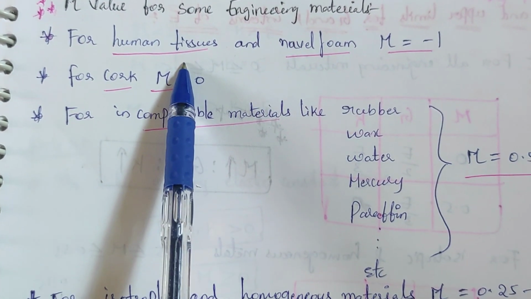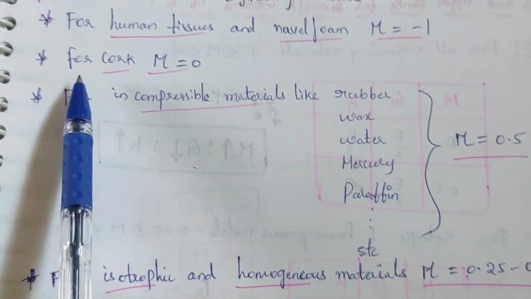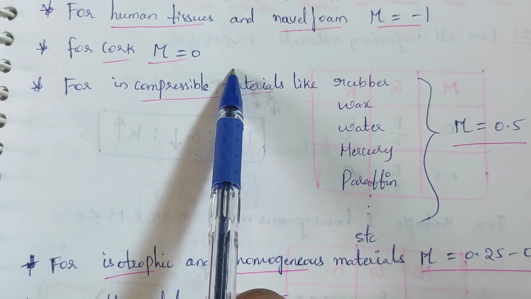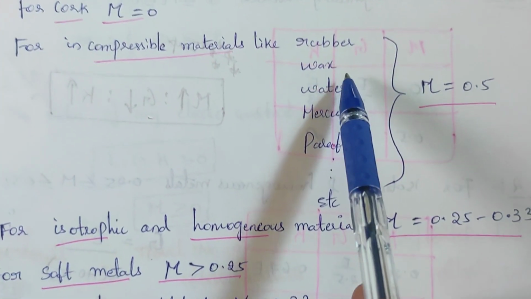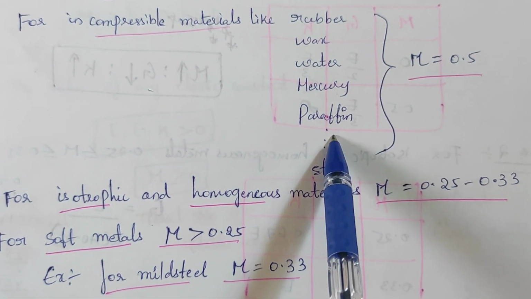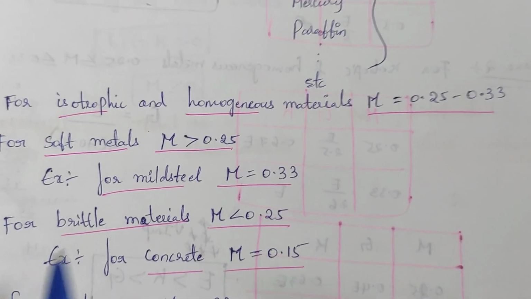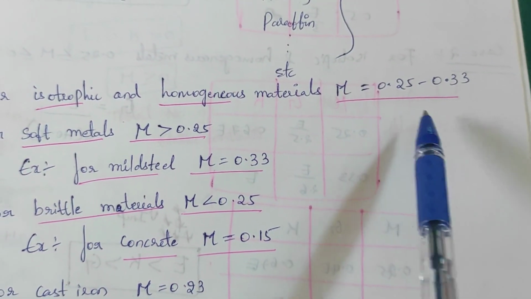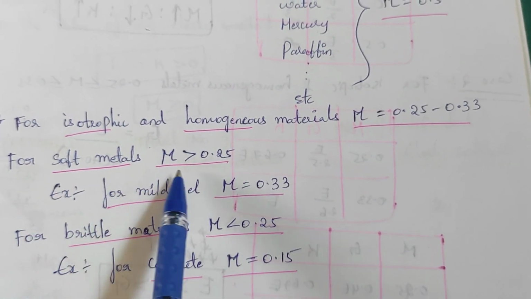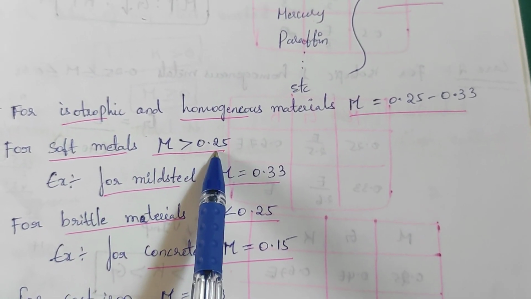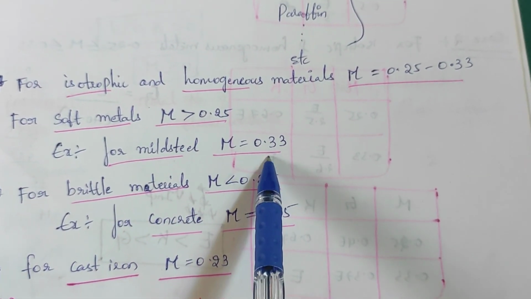See, for human tissues and naval foam, mu is equal to -1, and for cork mu is equal to 0 always. This is a very important one. For incompressible materials like rubber, wax, water, mercury and paraffin, the mu value is 0.5. And for isotropic and homogeneous materials, mu is equal to 0.25 to 0.33. And for soft metals, mu is greater than 0.25. Example, for soft metals, mild steel, mu is equal to 0.33.